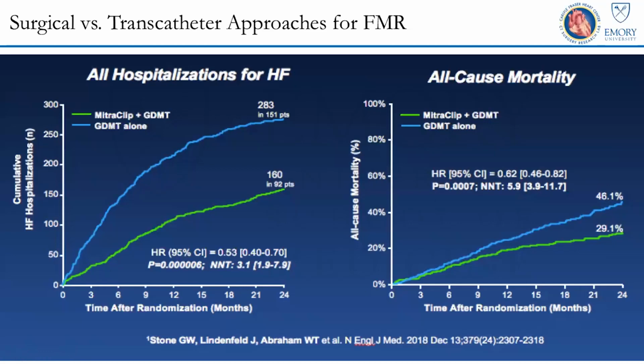In the COAPT trial, when we separate them out into heart failure hospitalizations and mortality separately, you see significant differences. The cumulative heart failure hospitalization rates were significantly lower in the MitraClip group compared to guideline-directed medical therapy alone. And so was there a difference in the mortality favoring MitraClip compared to guideline-directed medical therapy alone.